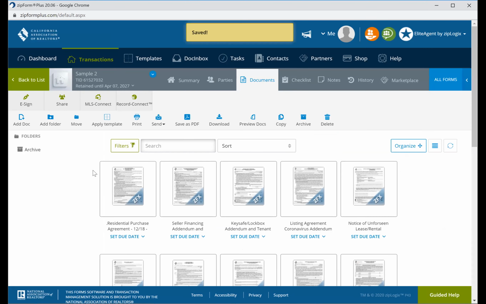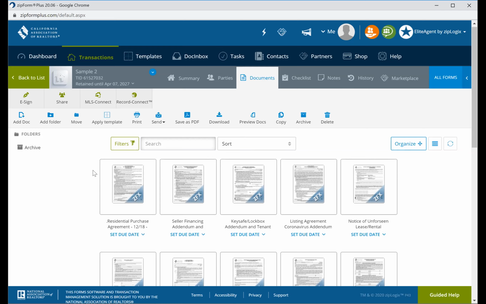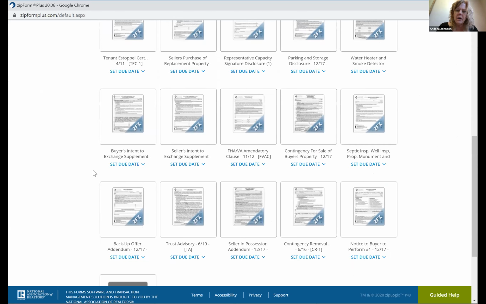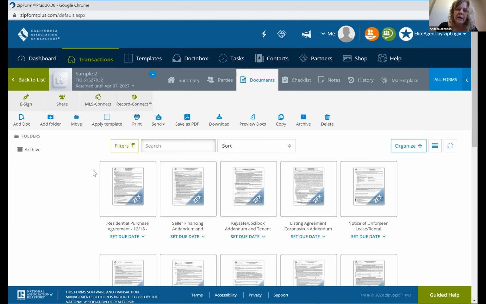Okay. Andrea, yes. Who, if anyone, initials the box at the bottom of the forms that says reviewed by broker or designee? Excellent question. That is our file review person. It's not anyone that's in the transaction. So don't be putting your initials there.